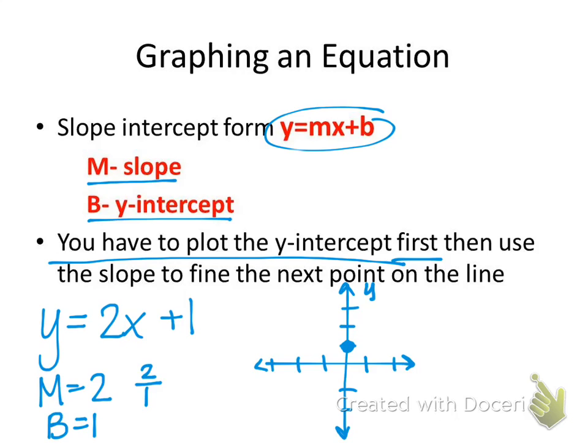So I'm going to rise 2, so I go up +2 and over +1, because this is the positive side on the x-axis, and this is the negative side on the x-axis. And I can draw my line using slope-intercept form. Okay? So remember, the 2 main things that you have to know are the slope and the y-intercept. We always graph the y-intercept first, then use the slope to find my next point.